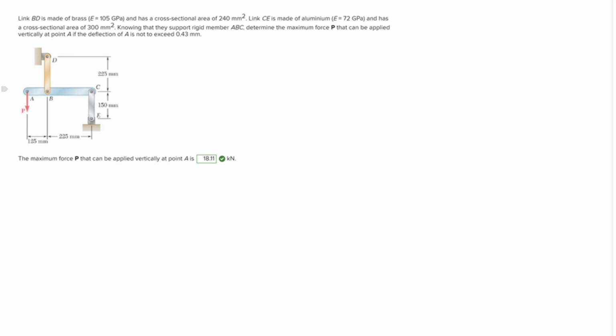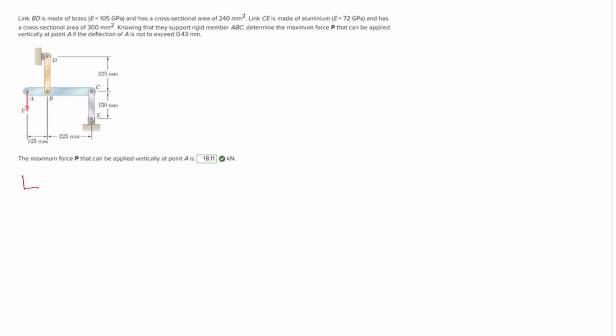Alright, so for this problem we have a link BD which is made of brass with a cross-sectional area of 240 millimeters squared. We have a link CE which is made of aluminum and it has a cross-sectional area of 300 millimeters squared. We know that these two links support the rigid member ABC, and we are asked to determine the maximum force P that can be applied vertically at point A if the deflection of A is not to exceed 0.43 millimeters. So basically we're going to start off this problem by drawing the free body diagram.